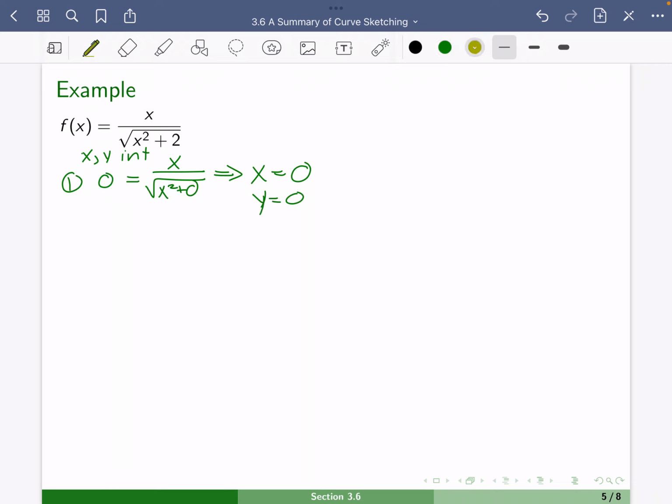Next, we want to think about the domain. So we ask ourselves, are there any values that would cause problems here? We would have problems if we have 0 in the denominator. We also have a square root, so anything that would cause us to have a negative under the square root would also be problematic. We have x squared plus 2, so we're never going to get a negative under that square root. Also, we'll never get 0 under that square root. And so our domain is all real numbers.